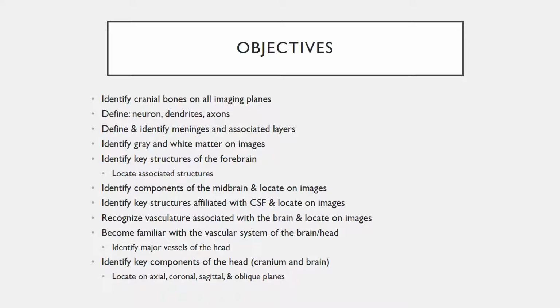Our objectives: identify cranial bones on imaging planes, so axial, coronal, and sagittal, define neuron dendrites and axons, define and identify meninges and associated layers, identify gray and white matter on brain images, identify key structures of the forebrain, identify components of the midbrain and be able to locate them on sectional images, identify key structures affiliated with the CSF and locate on your images, recognize vasculature associated with the brain, become familiar with the vascular system of the brain and the head, and identify key components of the head, so cranium and the brain.